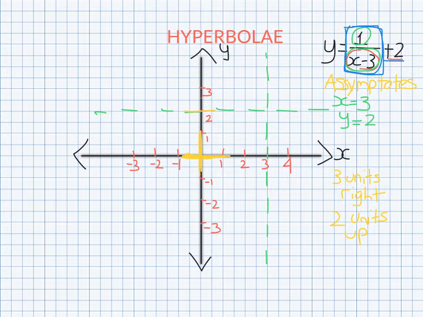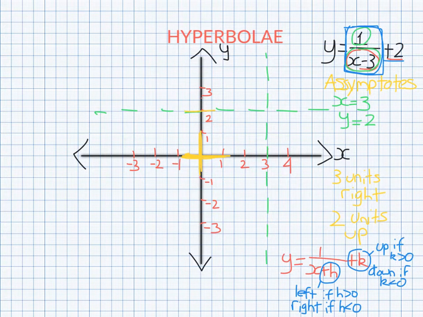Now, because we know what y equals 1 over x is, we're going to compare all the hyperbolas we graph to that function. So what I've written down the bottom are the transformations you need to know. So y equals 1 over x plus h plus k is the same as y equals 1 over x, except it's translated left if h is greater than 0, right if h is less than 0. So the h sort of goes in the opposite direction than you'd expect. It goes left if h is positive. You'd think it would go left if h is negative. But the k works the way you'd expect. It goes up if k is positive and down if k is negative.